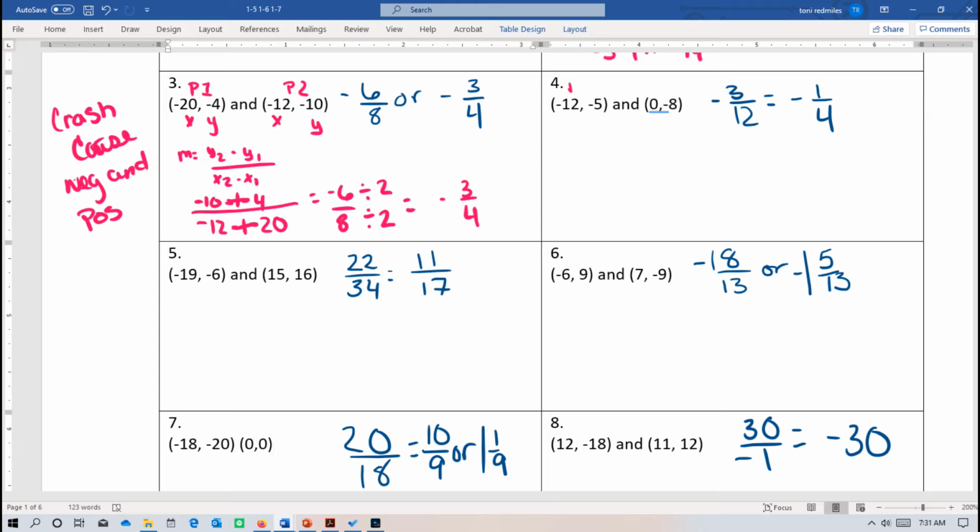All right, point 1, point 2, x y, x y. Okay, so when I'm setting up my formula, it looks like this, all right? And that is going to be negative 8 minus a negative 5 over 0 minus a negative 12. Again, I have these things that I need to turn into positive, these double negatives. All right, a negative 8 plus a 5. I owe $8, but I have $5 in my pocket. I'm still going to owe negative $3.